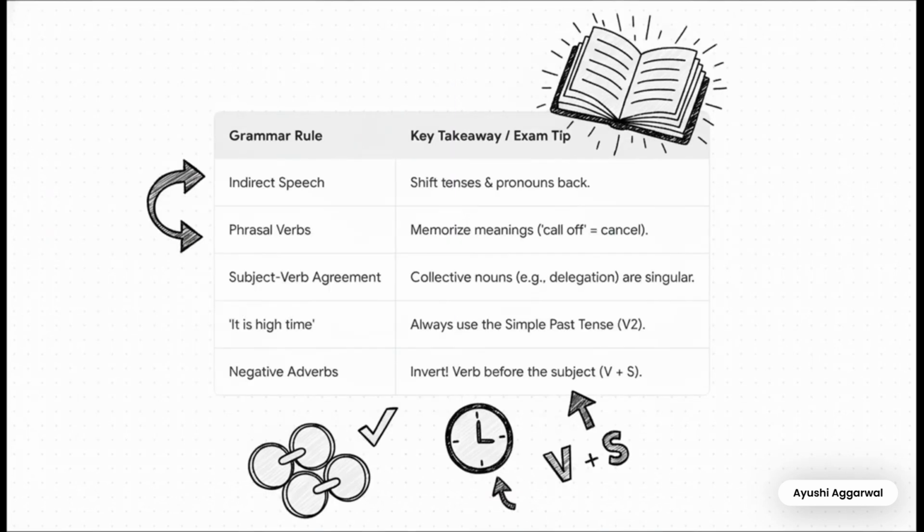So, here's a quick recap of everything. Think of this as your exam cheat sheet. For indirect speech, backshift your tenses. For subject-verb agreement, remember collective nouns are singular. And for special phrases like it is high time and never before, remember their unique rules. Mastering these 5 points will make a huge difference.